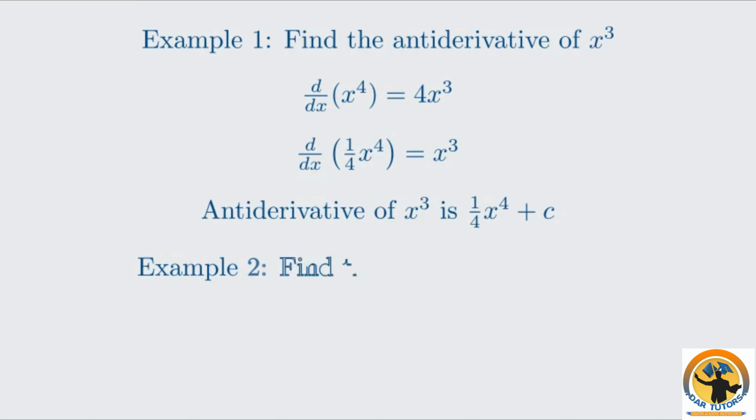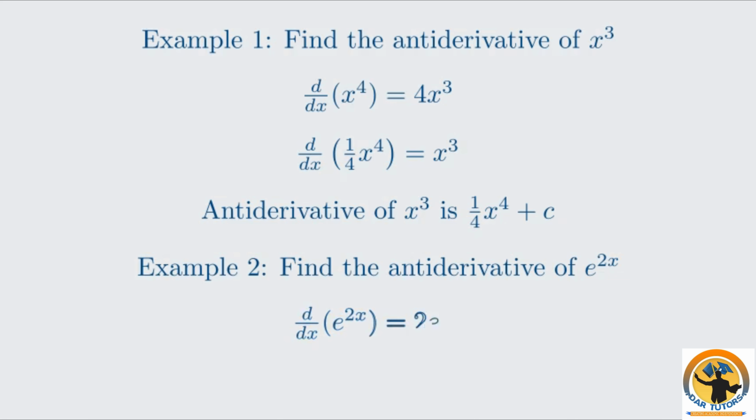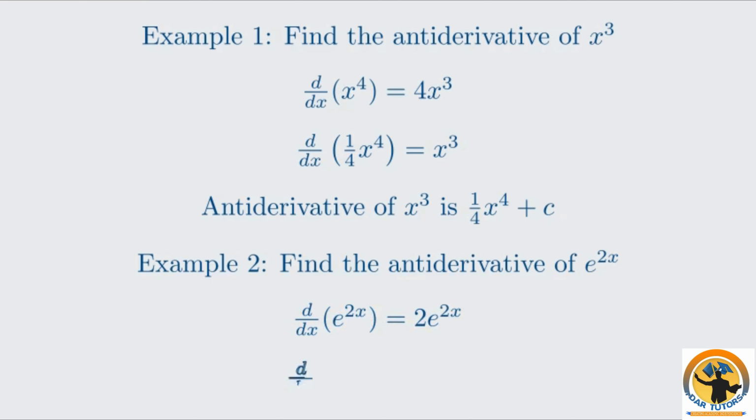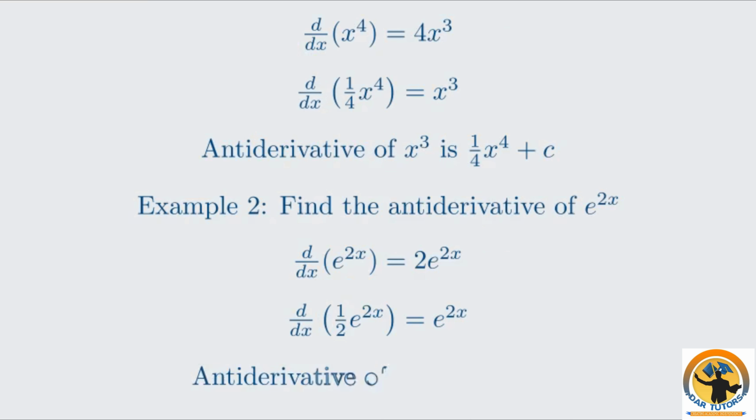Next, let's find the antiderivative of e to the power of 2x. Recall that the derivative of e to the power of kx is k times e to the power of kx. So the derivative of e to the power of 2x is 2 times e to the power of 2x. To get e to the power of 2x, we must have started with 1/2 e to the power of 2x. So its antiderivative is 1/2 e to the power of 2x plus c.